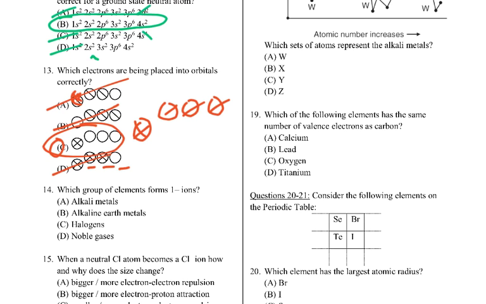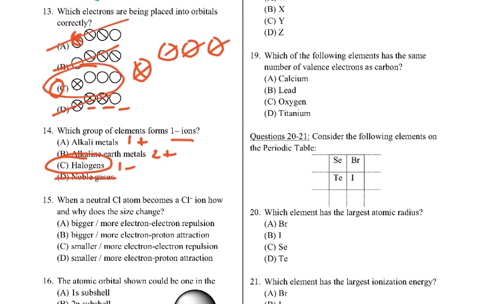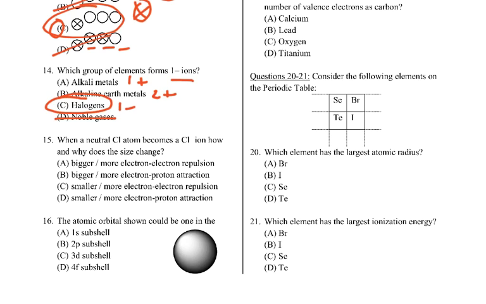Which group of elements forms -1 ions? Not the noble gases, they don't form ions. Alkali metals form 1+ ions. Alkaline earth metals form 2+. It's the halogens that are 1-. It's answer C.